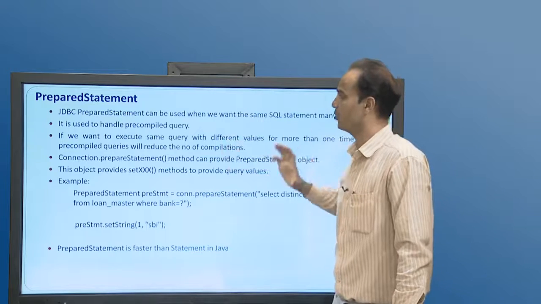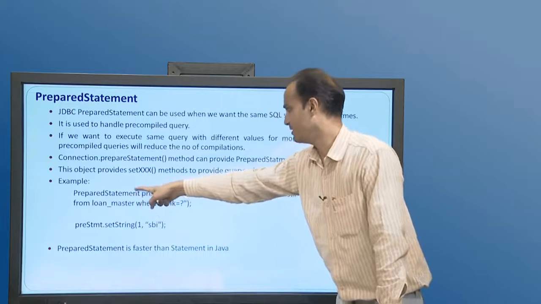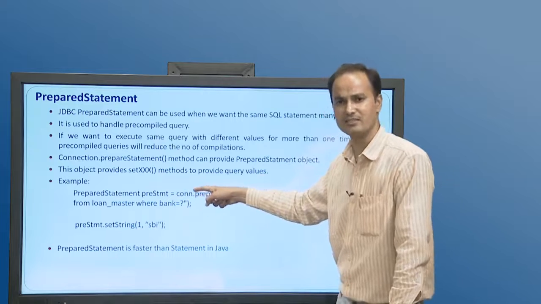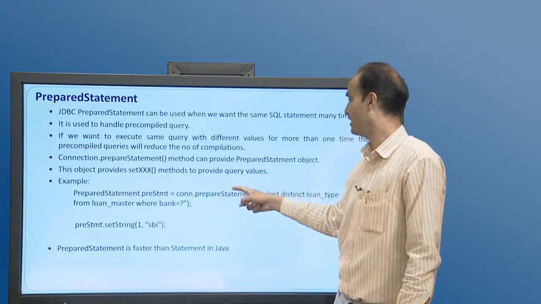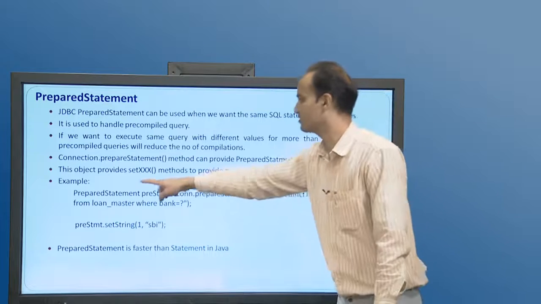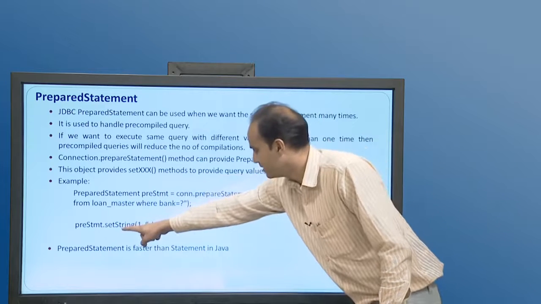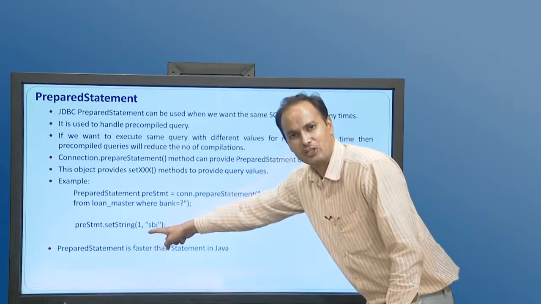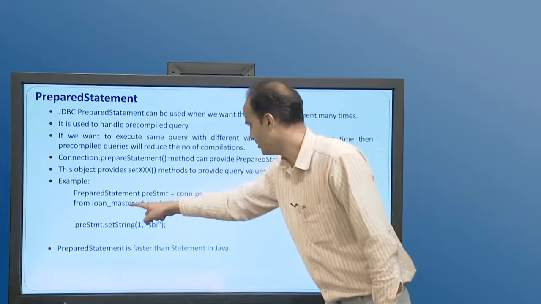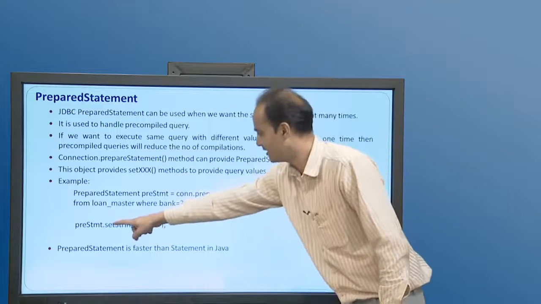So, how do we write code for PreparedStatement? See here. We will create the instance of PreparedStatement, preSTMT, using the Connection instance. conn is the instance of Connection. Connection has a method prepareStatement, and this prepareStatement will return the instance of PreparedStatement. Once we have an instance of PreparedStatement, we can use it to pass arguments at runtime. See here we have used select distinct loan_type from loan_master where bank is equal to question mark. So, which bank? That bank will be passed at runtime.